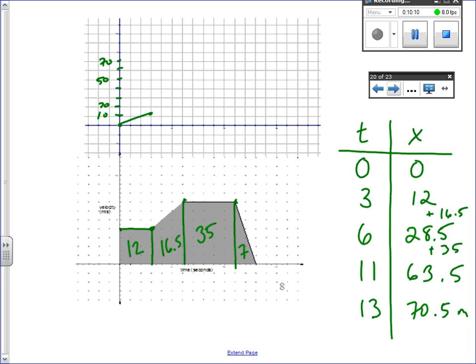What I'm going to do next is I'm going to look at the next interval, which has an acceleration and ends up at 28.5. So this is going to be a curved line to indicate acceleration. For my next interval, it's going to be a straight line going up to 63.5. And for my last interval, it's going to be a slowing down. It's going to go up to 70.